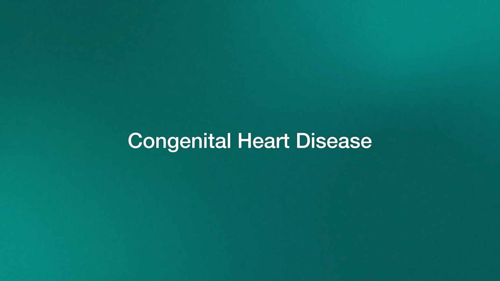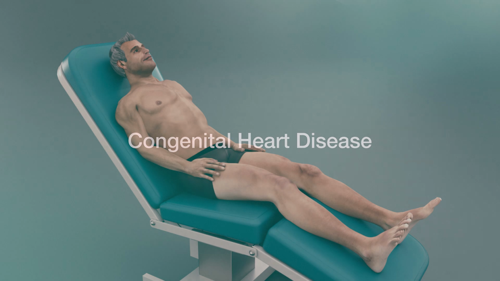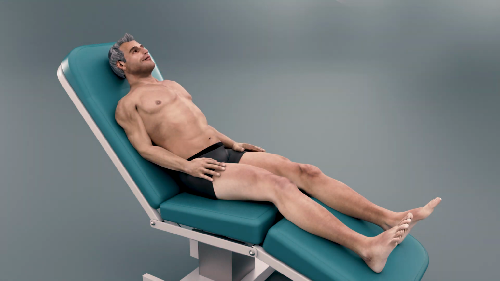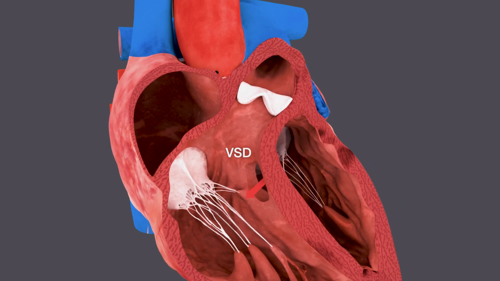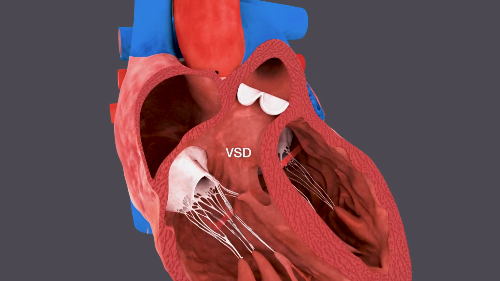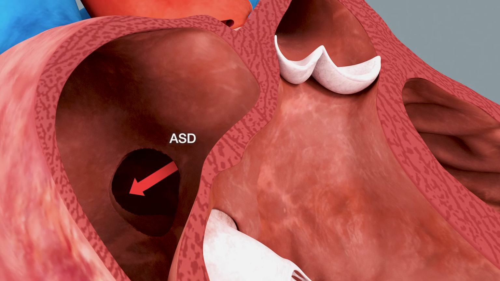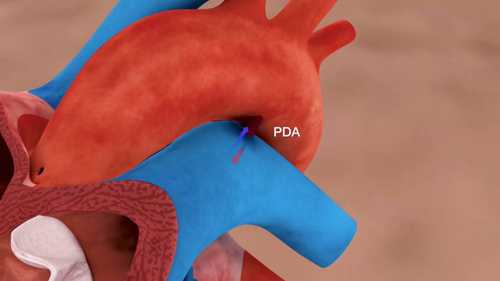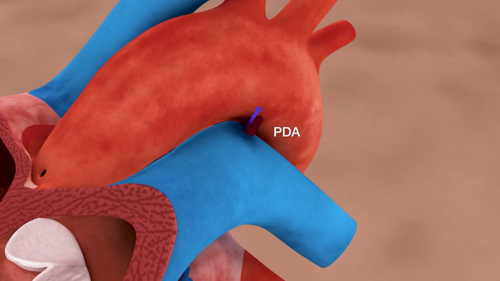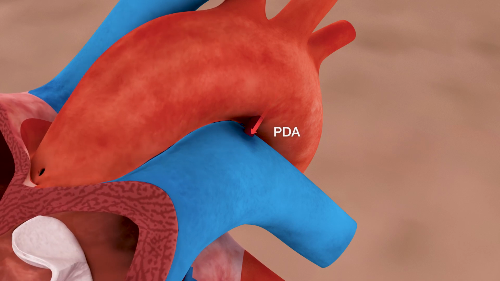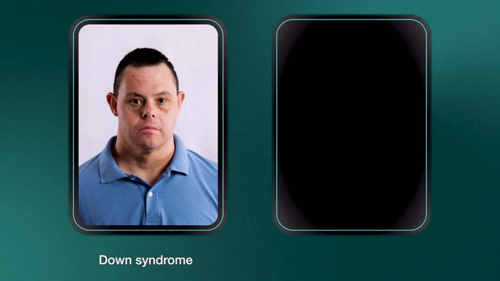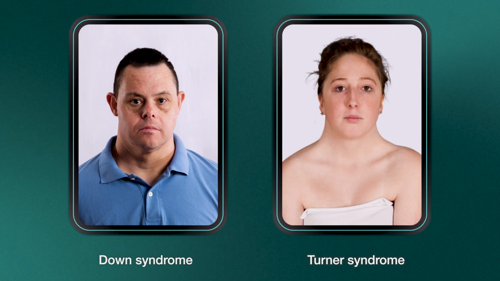The assessment of congenital heart disease can be challenging, but keep in mind the most common conditions are ventricular and atrial septal defects, followed by patent ductus arteriosus. All of these lesions cause a left-to-right shunt. Such congenital defects are associated with chromosomal abnormalities such as Down and Turner syndromes.